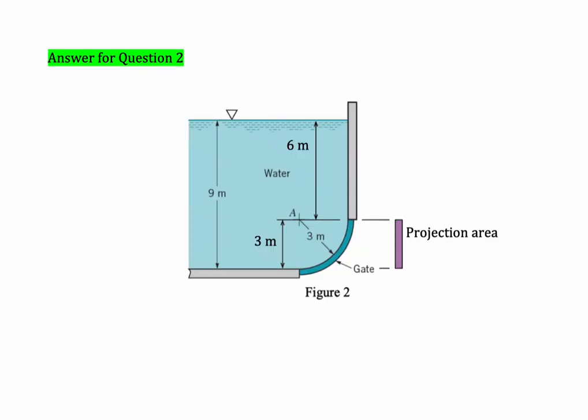So we could start to analyze this diagram. Because we only need to analyze what happened on this quarter circle gate, we create the projection area of this gate, so it will become like this one. Because it is a quarter circle, the radius here is 3 meters, so the height here is also 3 meters. And from the 9 meters here, 6 meters of water is above the gate.